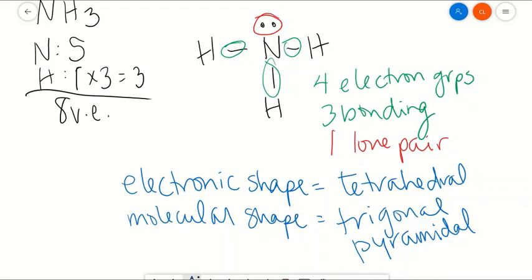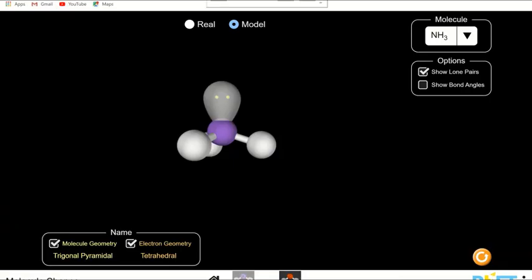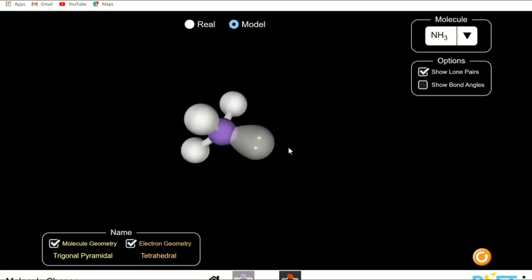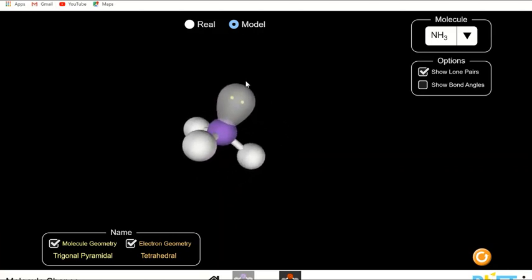So if you're working out problems and it just says, find the shape of NH3, the shape implies molecular shape. So if it's asking just for shape, then you would say trigonal pyramidal. If it's asking for electronic shape or both of them, then you would definitely need to solve for both of those. So here's a look at ammonia, and you can see this guy up here, that's your lone pair. So it still has that tetrahedral shape, the electronic geometry.